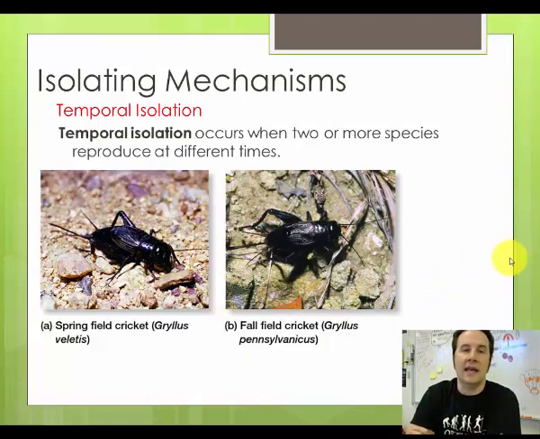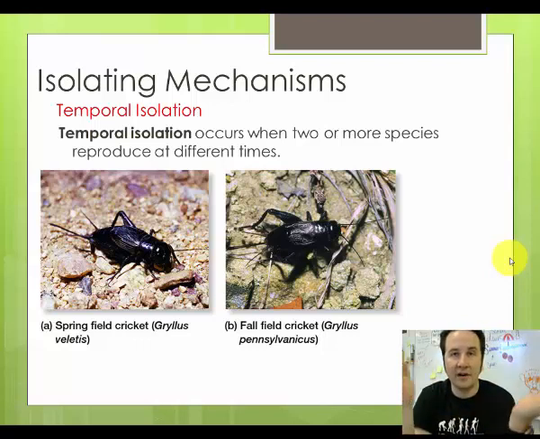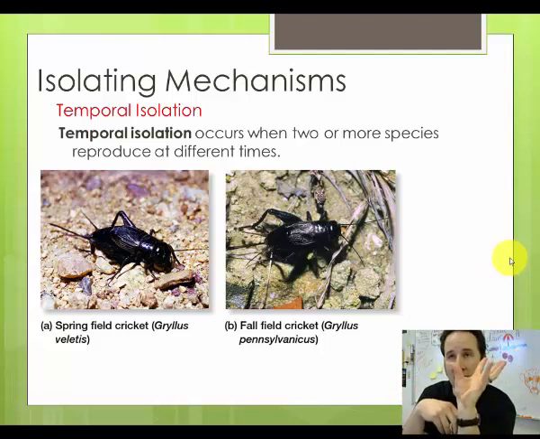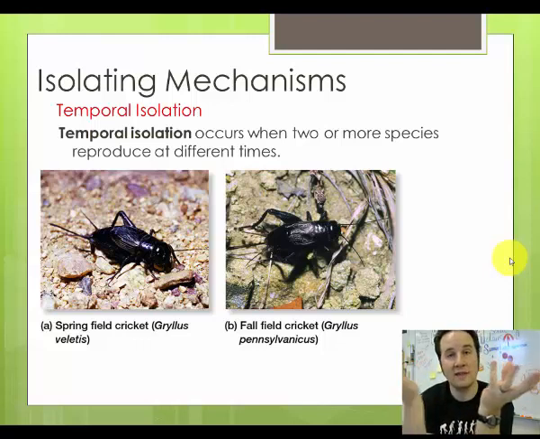And the final is temporal isolation. Temporal is referring to time. This could mean that if you are a very closely related species, but one is only awake during the day, it's diurnal, and one's only awake at night, they're never going to meet. Flowers are a great example of this. If you are a flower that is open for these 2 weeks, but this other flower is open for different 2 weeks, there's no way that they're going to be able to exchange pollen.